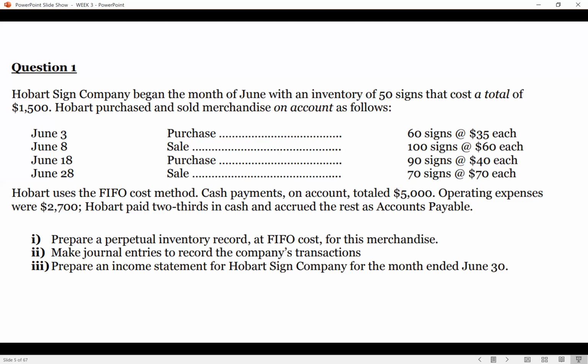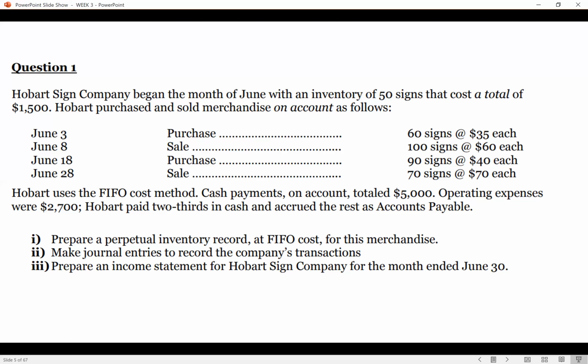So here in our journal entry for this one, we're going to have 3 accounts: the expense account, cash, and the remaining portion that was left unpaid, which is an accounts payable. Right? That's soaking a little bit. So what is required of us? 1, prepare a perpetual inventory record at FIFO cost for this merchandise. 2, make journal entries to record the company's transactions. And 3, prepare an income statement for the month ended June 30th.